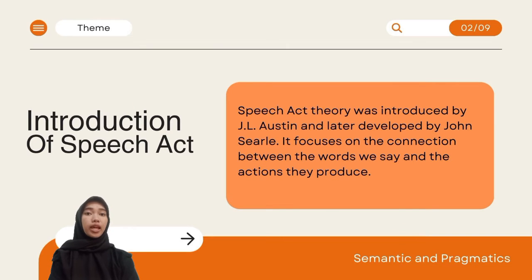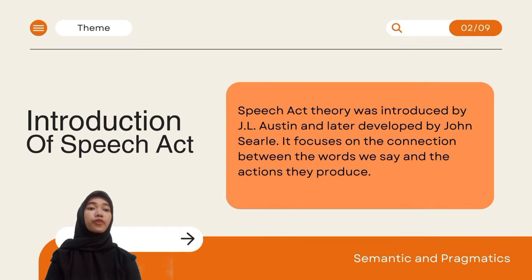Okay, guys. Every day, we use language not just to convey information, but to achieve things, whether it is making a promise, giving instruction, or expressing gratitude. This ability to use language as a tool for action, we call a speech act. The theory of speech act was first introduced by J.L. Austin in his groundbreaking work How to Do Things with Words, and later expanded by John Searle.